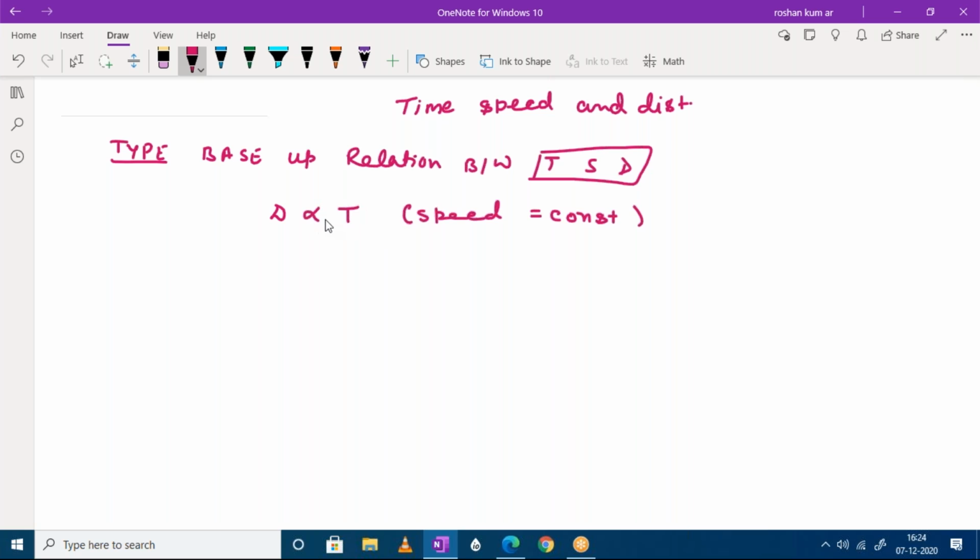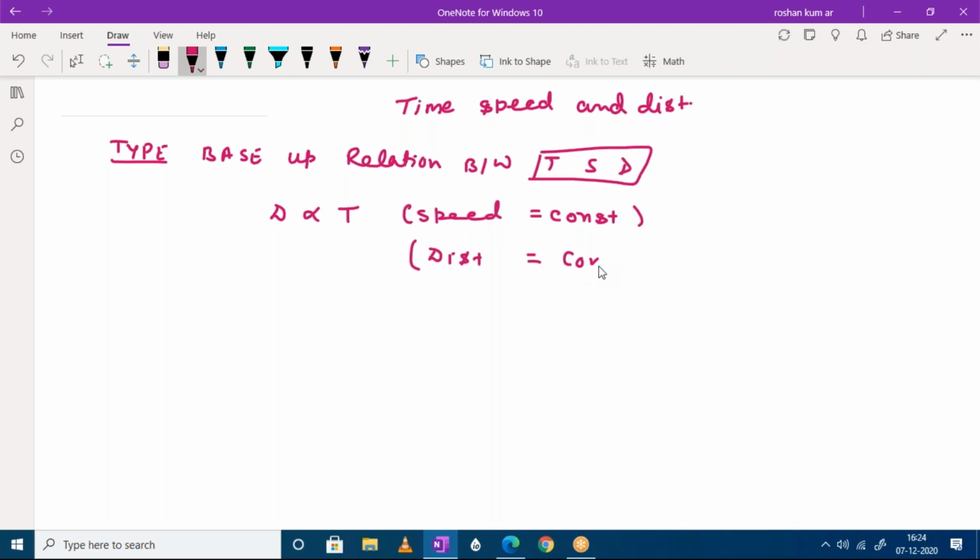This kind of relationship is called directly proportional. Why we call it directly proportional means whatever effect is happening on distance, the same effect will happen on time. More distance, more time; less distance, less time. So we call that distance is directly proportional to time. Now let's keep the second. I've kept speed as constant. Now let me keep distance as constant.